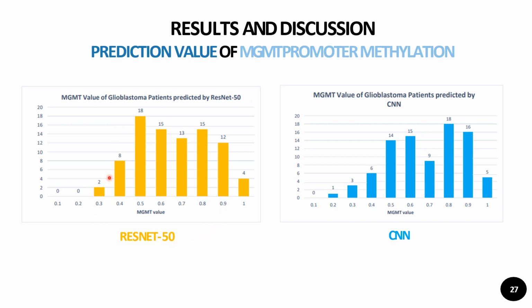Okay, so this is the whole testing data set. The ResNet-50 gives all the prediction values for the whole testing data set. Two of the patients have the lowest value of 0.3, and 4 patients have the highest value of 1. It means that these patients are methylated, they have the MGMT promoter, based on the MRI scan. And this is the prediction results for the CNN. Only 1 patient has the low value 0.2, and 5 patients have the highest value.